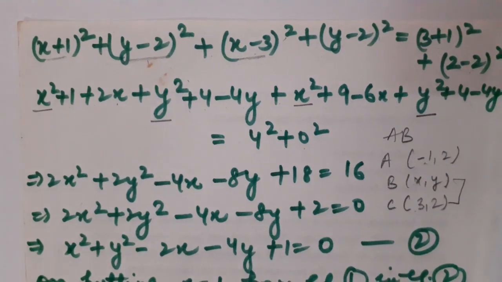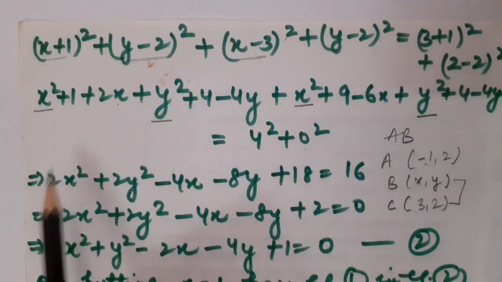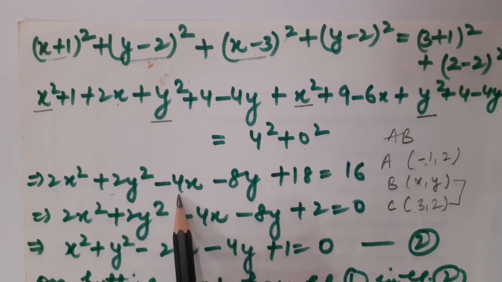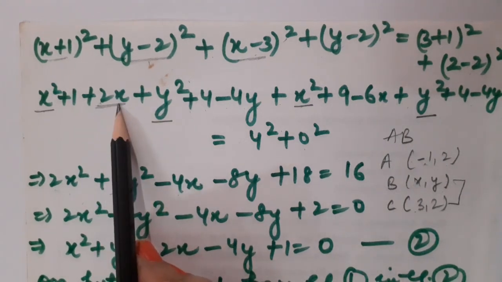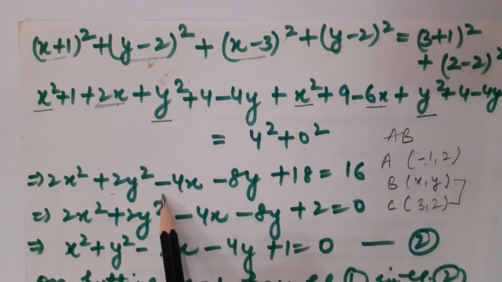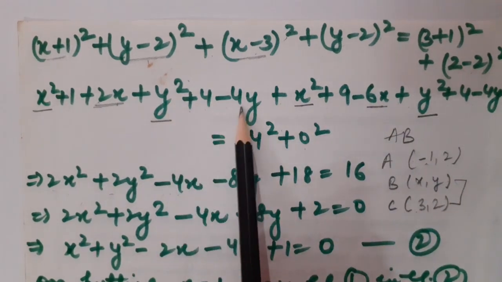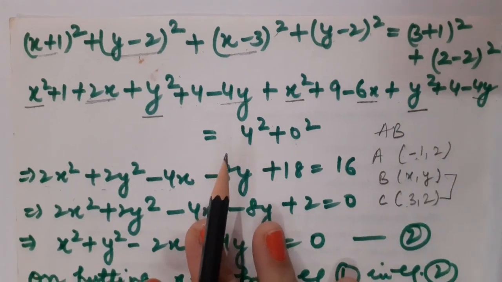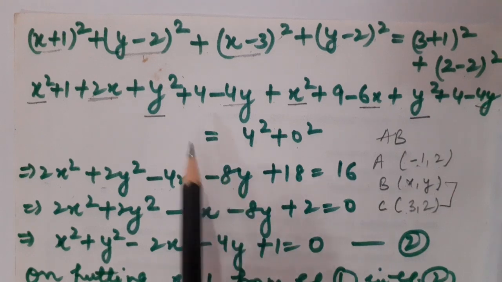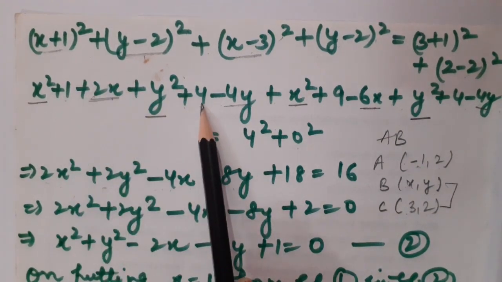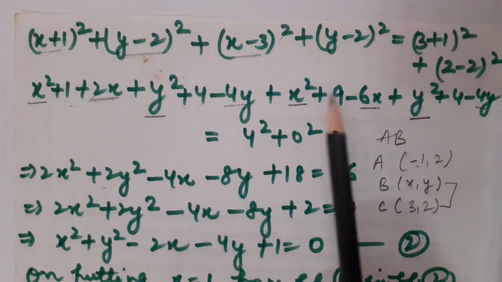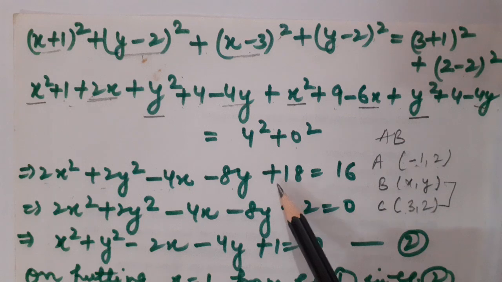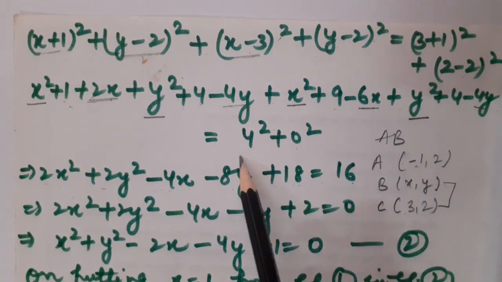Fine. Now children, this is x square plus x square will become 2x square. y square plus y square will become 2y square. Let us talk about this: this is 2x and this is minus 6x, so I will be getting minus 4x. This is minus 4y and here also I am getting minus 4y, so it would be minus 8y. Fine. Now this is 4 plus 1, that is 5. 5 plus 9, that would be 14. 14 plus 4, that would give you 18. Here I have written 18 is equal to 16, that is 4 square.